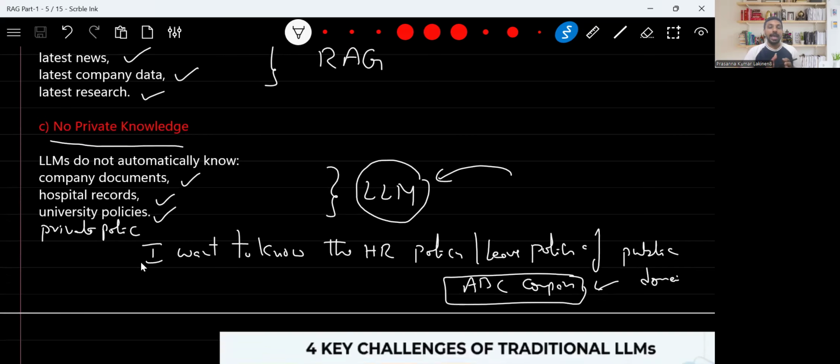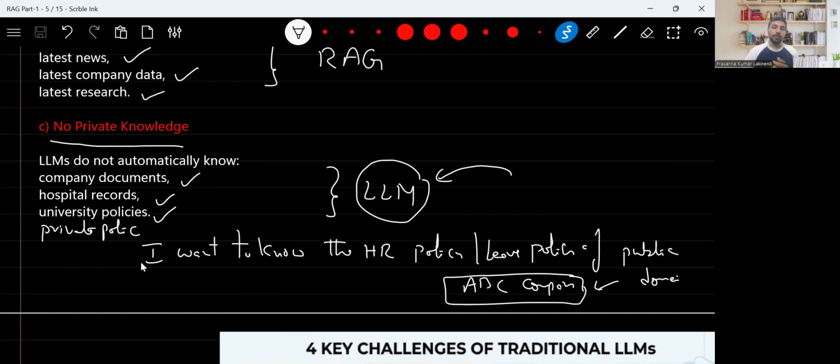And LLMs don't have the private, secret information of a company, of a person, of a hospital. So how will you train the LLM? We train LLMs using publicly available data, publicly available documents. No company will keep their private or confidential information, HR policy, salary policy, or leave policy in the public domain to train the LLM.